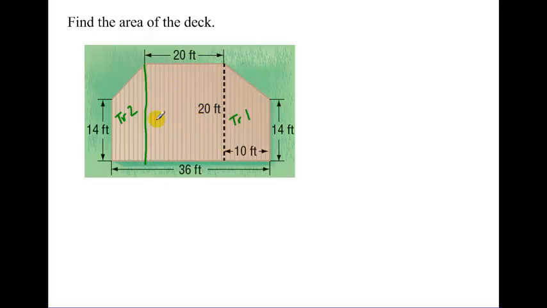So in order to figure out this area, here's my plan. I'm going to take trapezoid number 1. I'm going to add trapezoid number 2. Hope you understand my abbreviations here. And then I'm going to add in the rectangle that's in the middle.